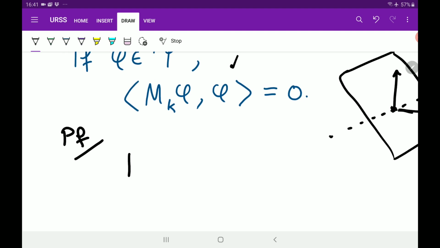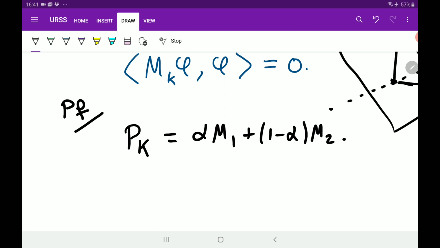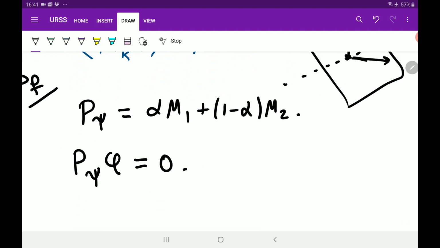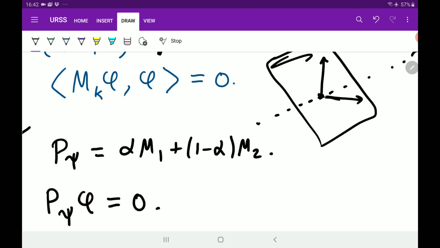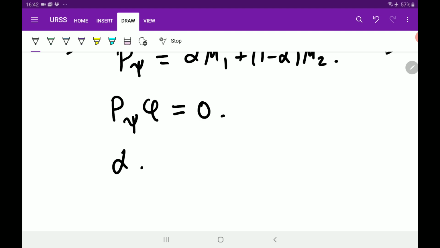The proof of this is pretty straightforward. We're assuming that P psi is equal to alpha M1 plus 1 minus alpha M2. If I take P psi times phi, this is equal to 0, obviously, because we're in the orthogonal complement of psi, so the projection map is going to take us to 0. The projection of any vector in this plane, which is perpendicular, is going to be 0. So that means that alpha M1 phi plus 1 minus alpha M2 phi is equal to 0.